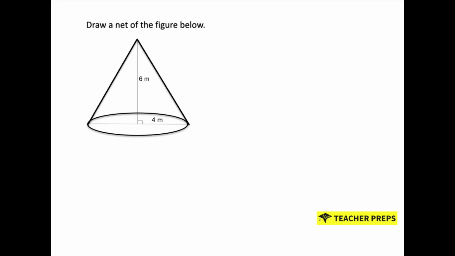We have one final shape, and this is a cone. A cone has a circular base, just like the cylinder did. But unlike the cylinder, it only has one base. Our cone has a round, smooth surface, but because it only has one base, it comes to a point. When we draw our net, let's start with the circular base. On our circular base, we have the diameter given. It's 4 meters.